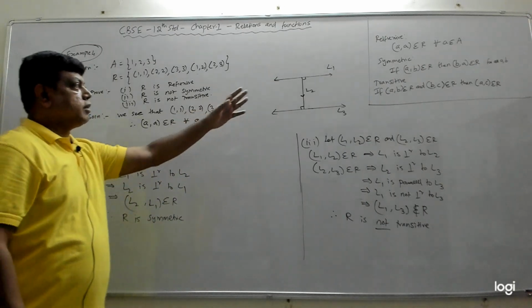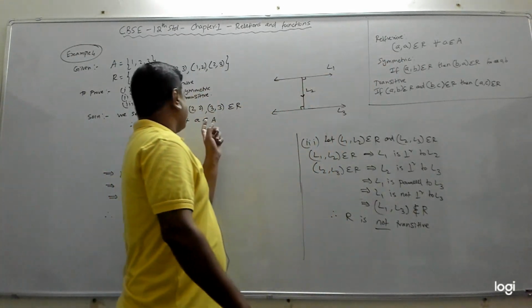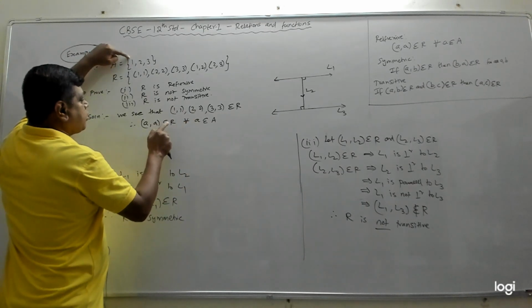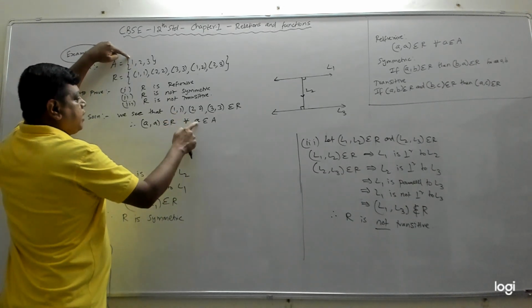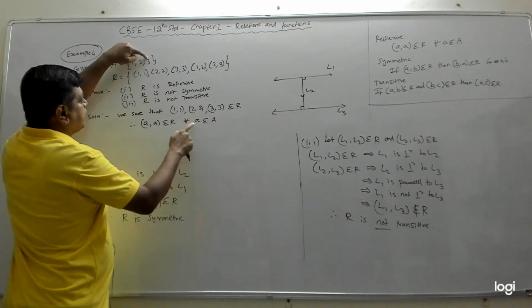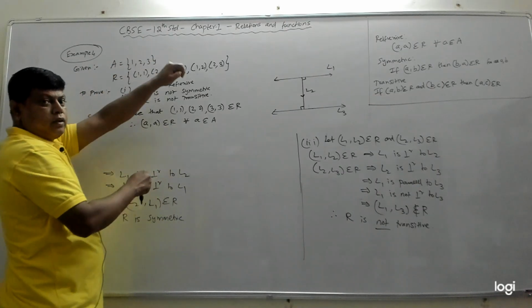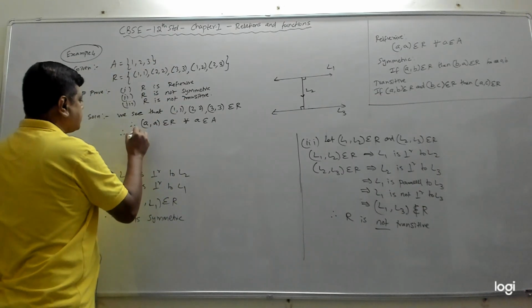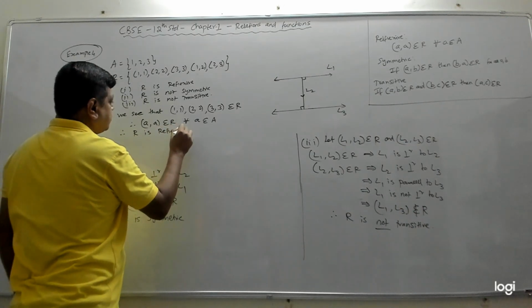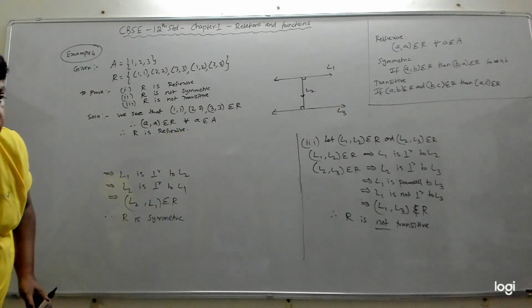So we have got that condition. For every element that I take from A, if a is 1, then (1,1) should be in R. It is there. If a is 2, then (2,2) should be in R. It is there. When a is 3, then (3,3) should be there. Yes. Therefore we can say R is reflexive.